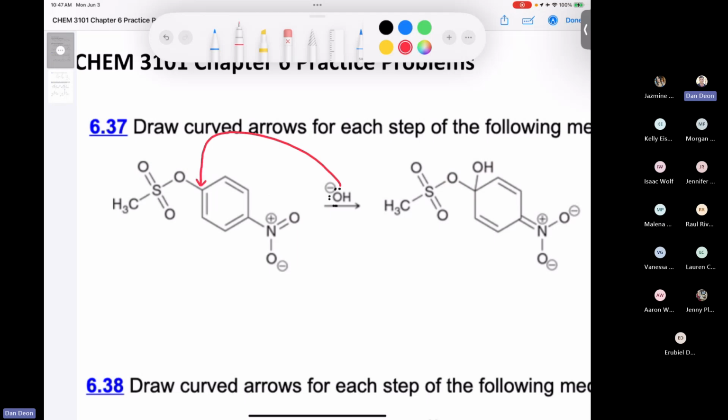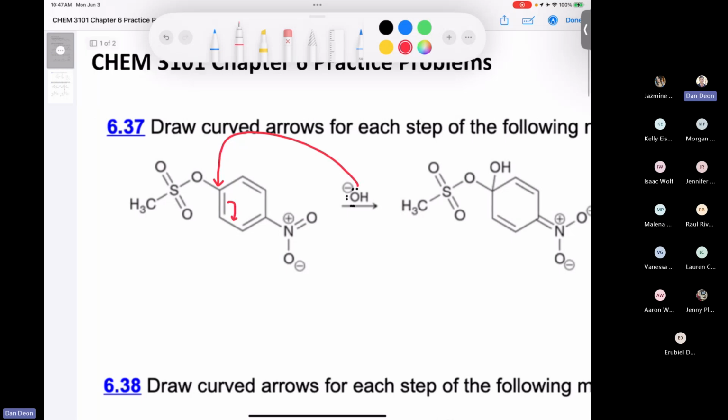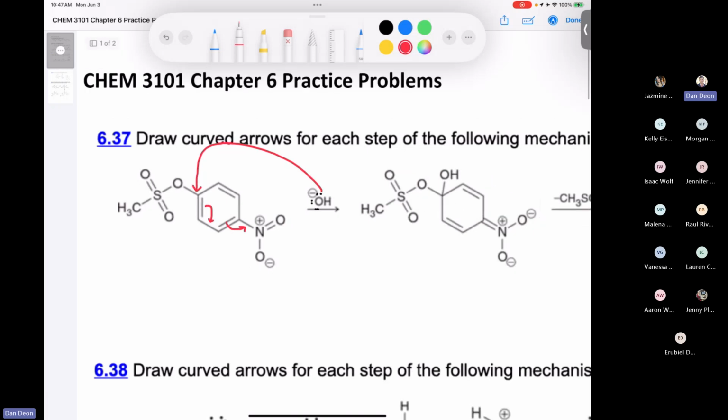But then if I was to just stop there, that would be wrong, because then this carbon would have, look, 1, 2, 3, 4, 5 bonds. That's impossible. And so you can see that there's no double bond here anymore. Those electrons move down here. So these electrons are going to go down here, form the double bond to the nitrogen. And then lastly, we're going to break this pi bond and put a pair of electrons out here, okay?